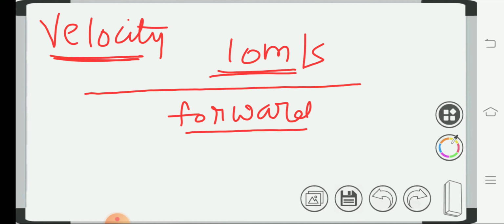Its SI unit is also meter per second, because direction doesn't have any unit, so nothing is changing, only the direction is added to the speed. So speed with direction is velocity. Now suppose an object is standing here. Suppose I am standing here, and then after some time I am moving with a speed of, suppose, 15 meter per second.